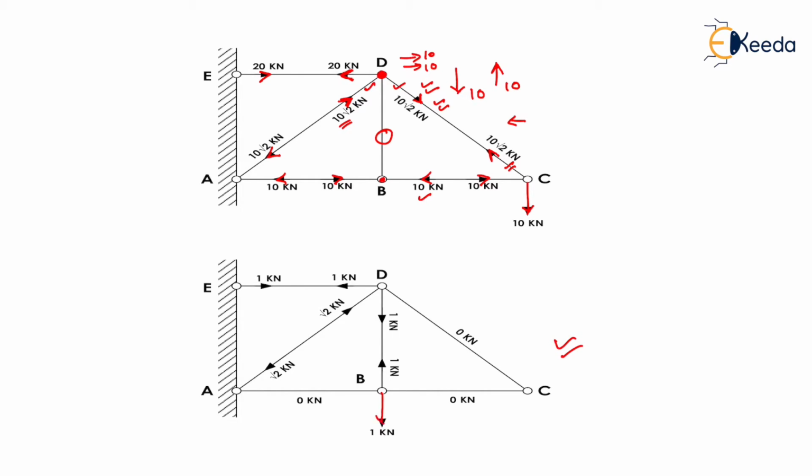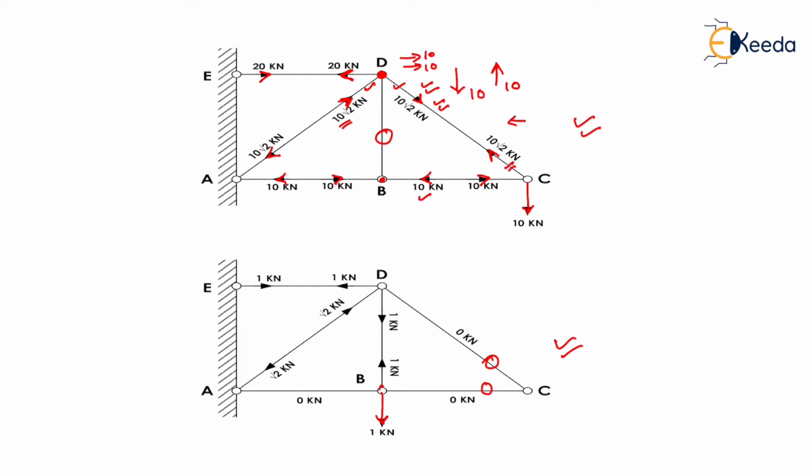So we had just applied a unit load in the direction of deflection. Now we just analyze this truss similar to the previous case. Now at joint C there will be no force acting, so the total force in members BC and CD will be equal to 0. Similarly, we can determine the force in member BD.